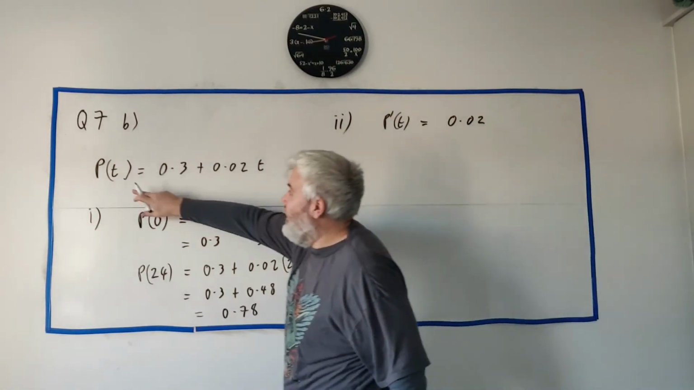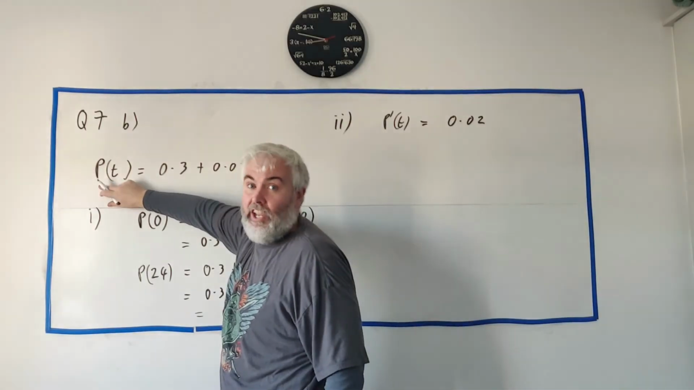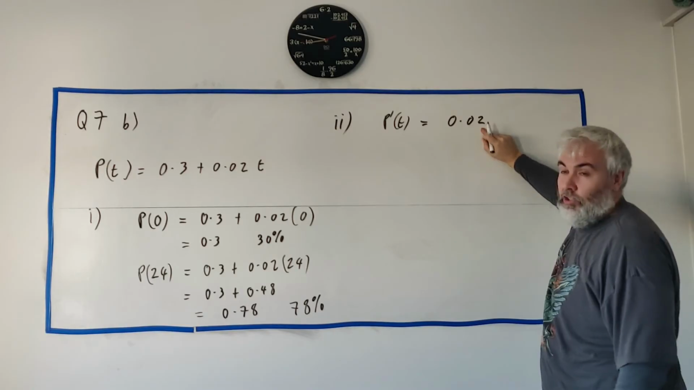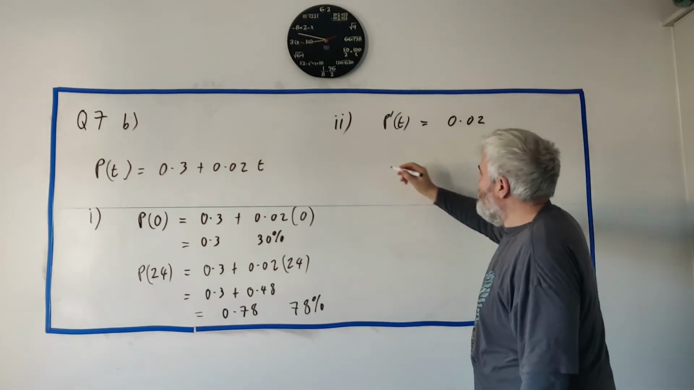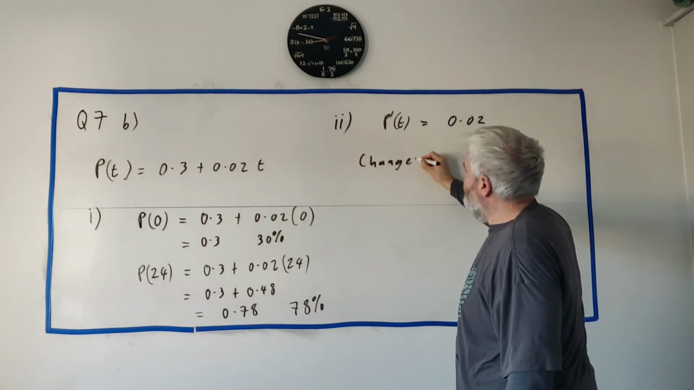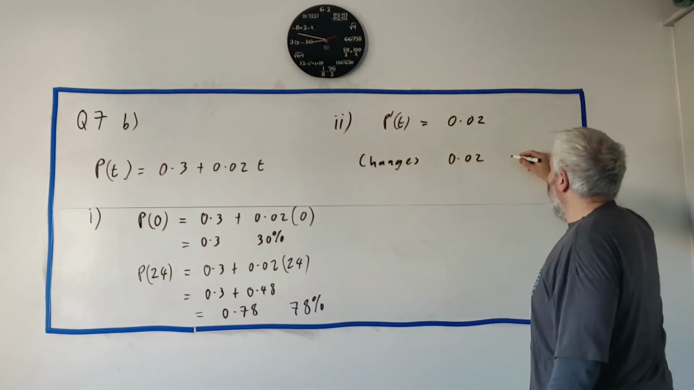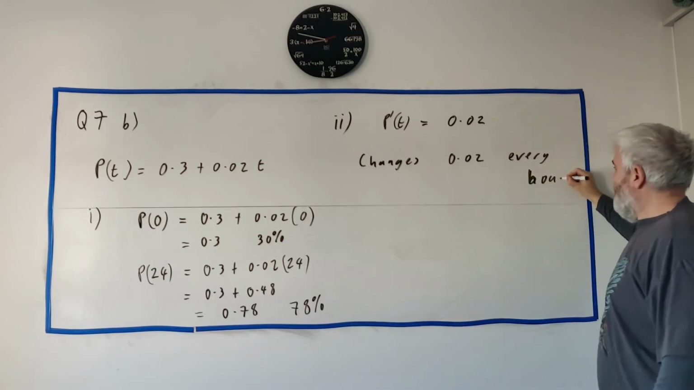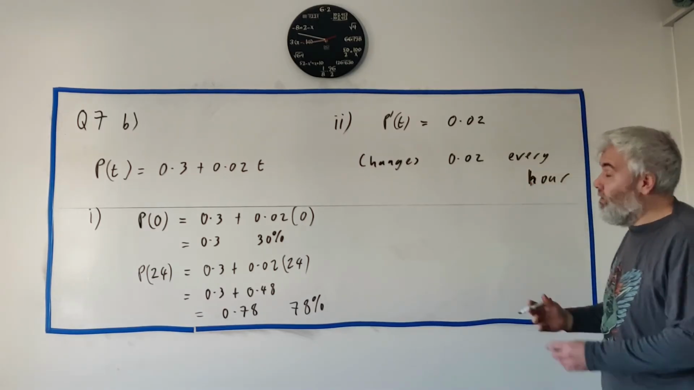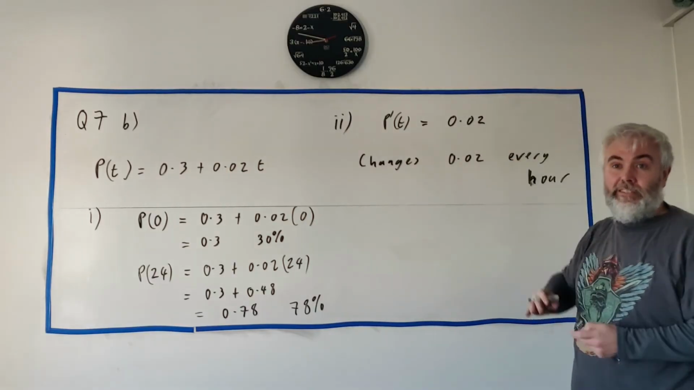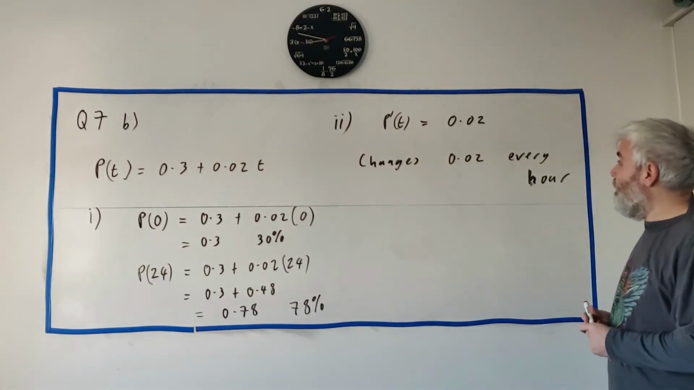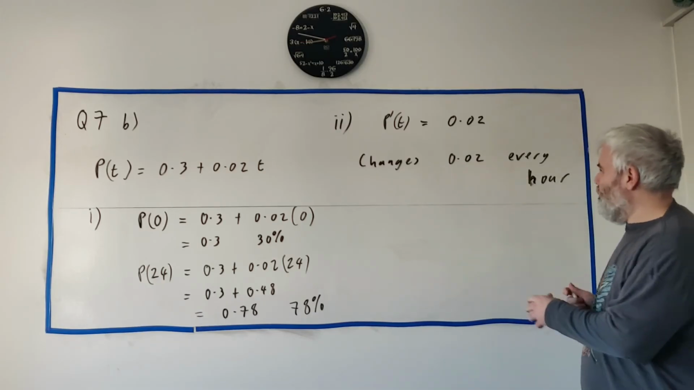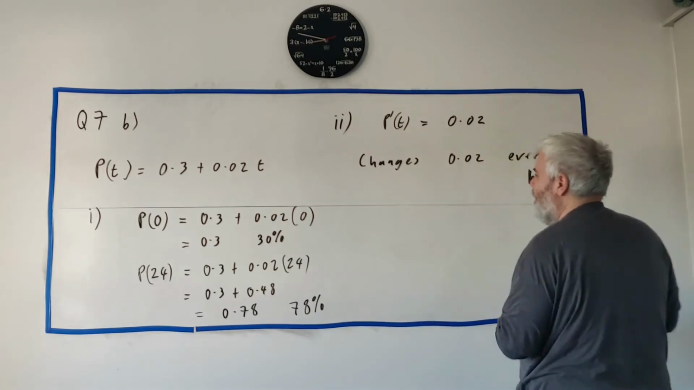So this entire thing, P(t), how much does that change? That's what the derivative is. It changes 0.02, or a little more correctly, we'd write something like it changes 0.02 every hour. Ran out of room there a bit. Every hour. So that's what this number here means. Every hour, the chance of it raining is increasing 0.02. I could have written that as well, increases.